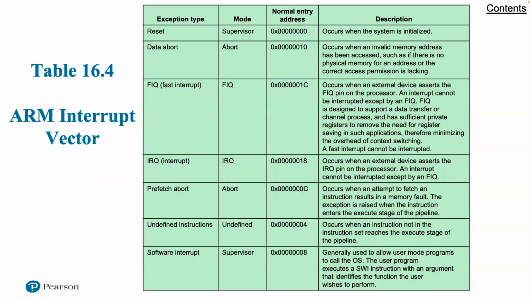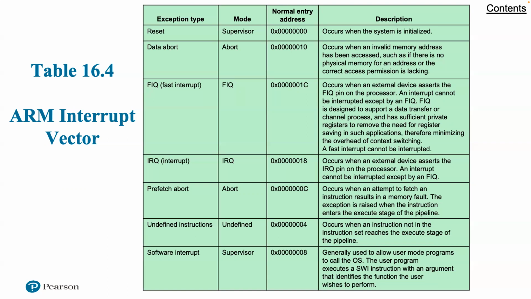Okay, continuing on, I made a mistake earlier. I mentioned table 14.4. It should be the table that we're looking at here. This lists the types of exceptions. So keep that in mind. So when an exception occurs, execution is forced from a fixed memory address corresponding to the type of exception. These fixed addresses are called the exception vectors.